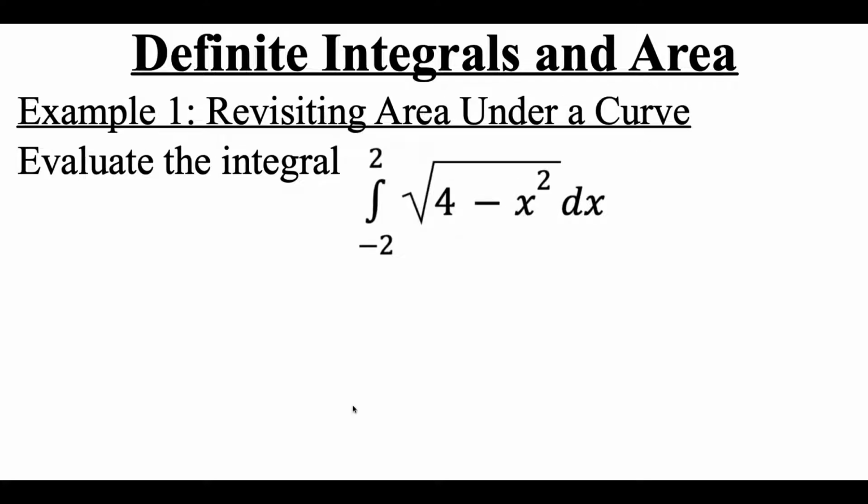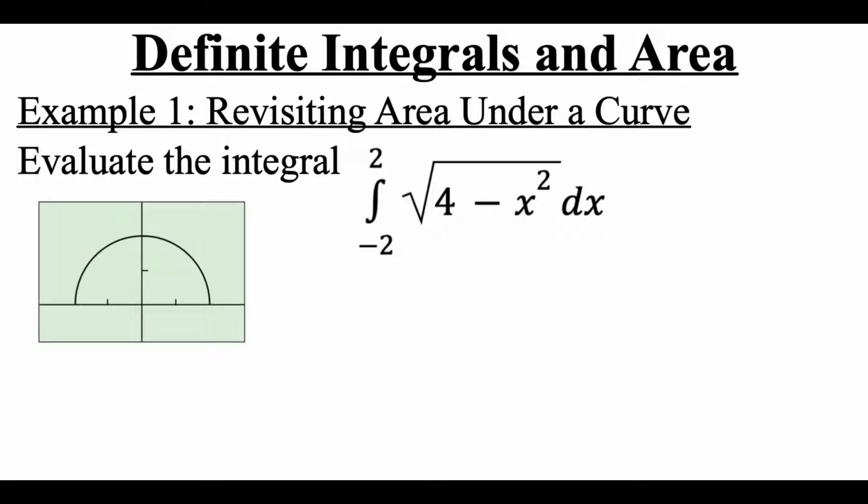So in this example, we are going to evaluate the integral of the function square root of 4 minus x squared dx from -2 to +2. If we were to graph that out, we would see that our function actually gives us the top half of a circle with a radius of 2. We know that the area of a circle is pi r squared. But since we have just half of a circle, the area of a semicircle is going to be 1/2 times pi r squared.